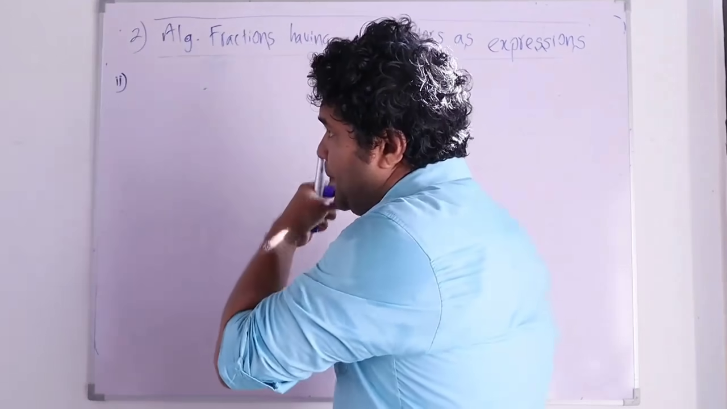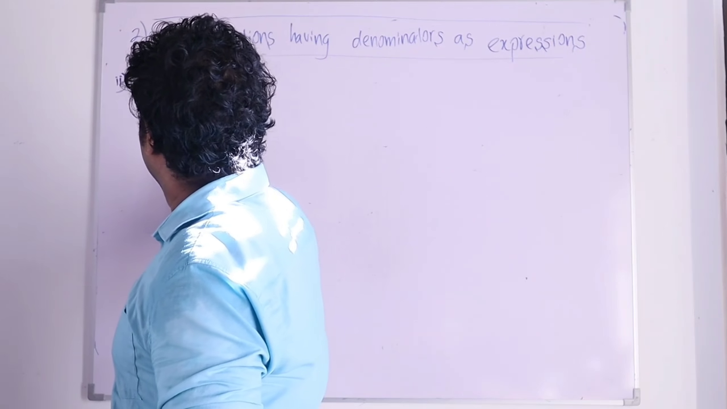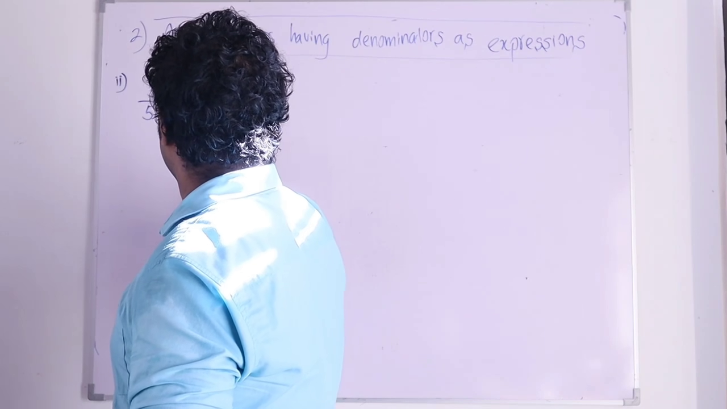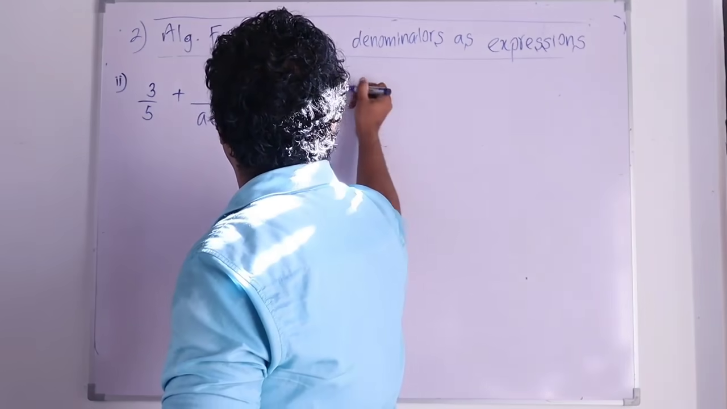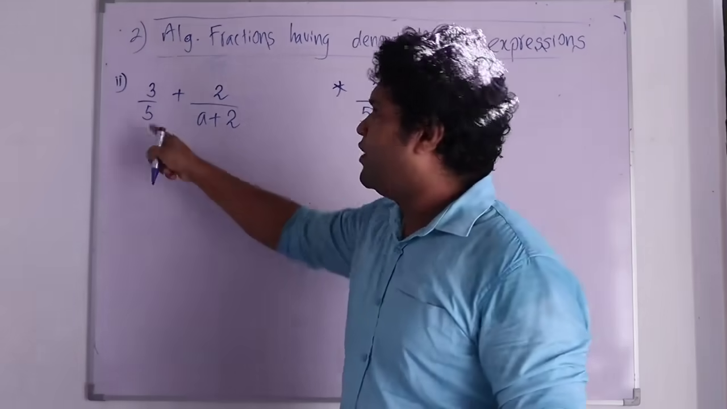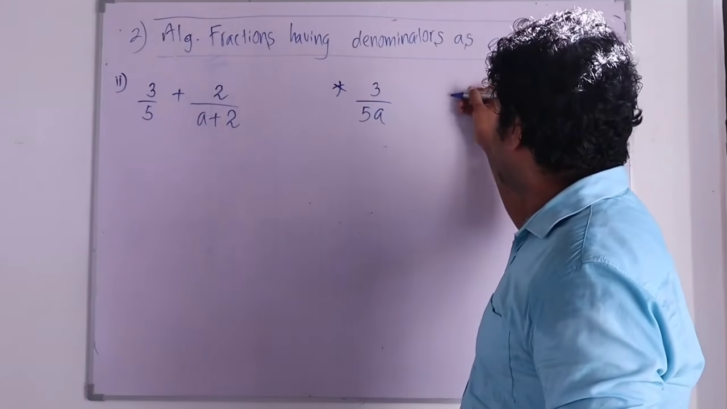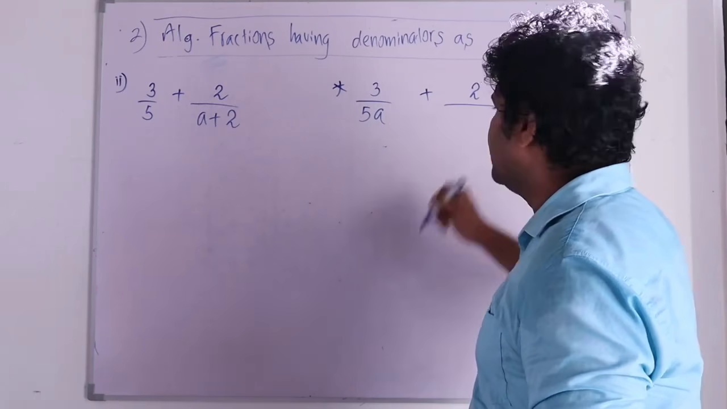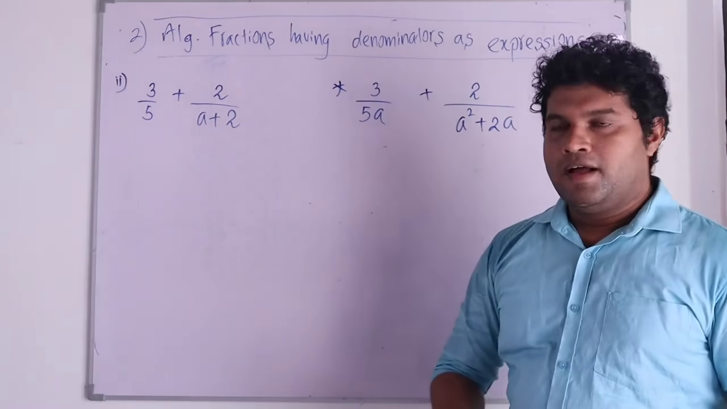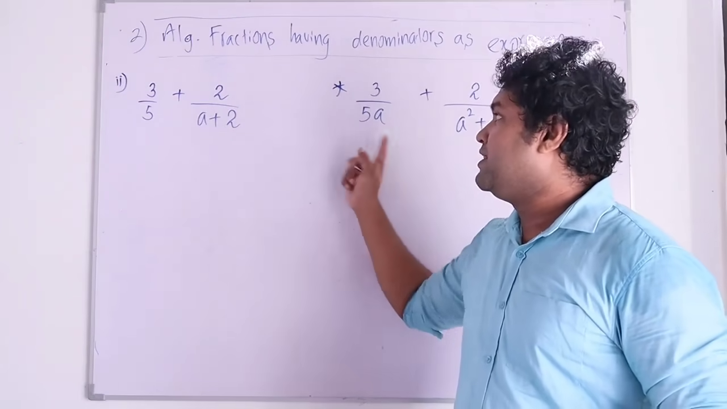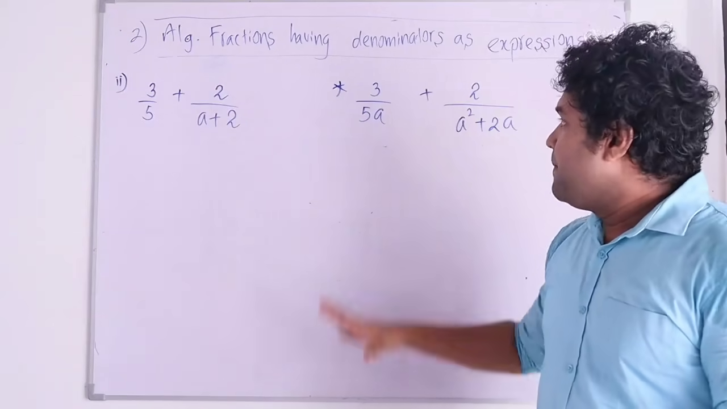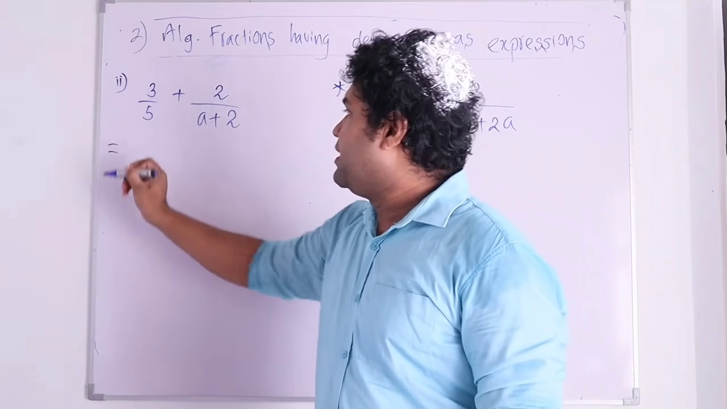Example number 2, I will give 3 over 5a plus 2 over a plus 2. Additionally, I am writing 3 over 5a, not 5, and 2 over a square plus 2a. We have to distinguish the cases in the two occasions. Under question number 2, I am giving the differences. The differences of denominator is the thing.